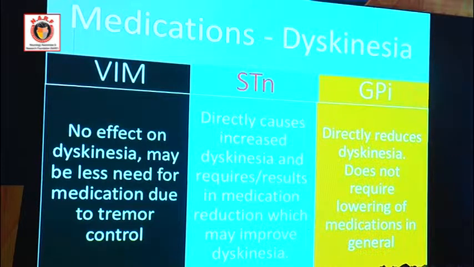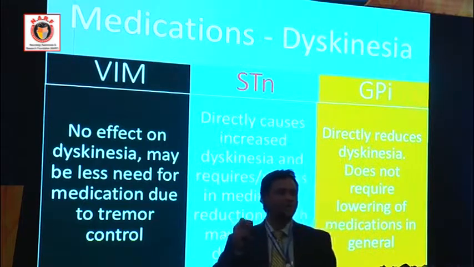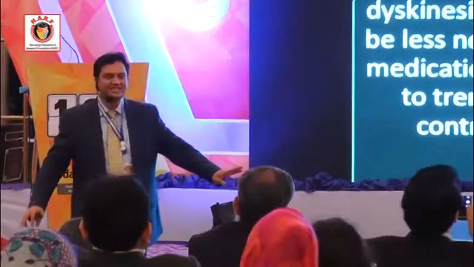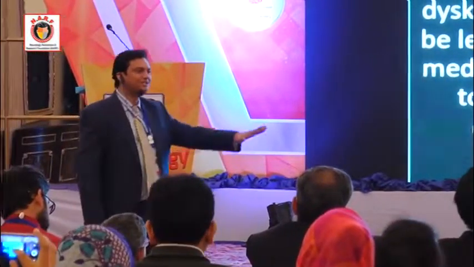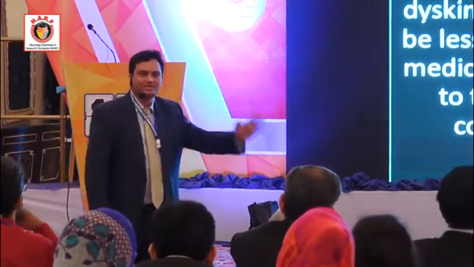Medications and dyskinesias. VIM has no effect on dyskinesias, positive or negative, and VIM has no effect on medication. But STN and GPI are extremely different here, poles opposite. STN directly causes dyskinesia. Even if the patient is not using any medication, just by turning up the stimulation on STN, you can cause dyskinesias, while GPI directly inhibits dyskinesias. So if a patient has medication-induced dyskinesia, you can turn on the stimulation on GPI and stop the dyskinesia.